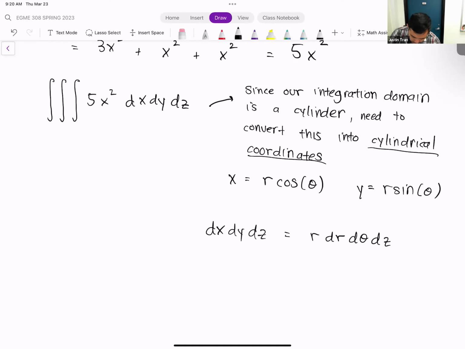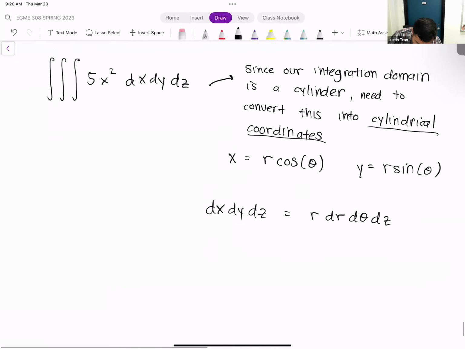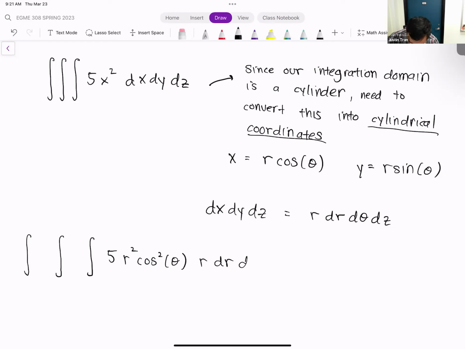So let's go ahead and plug these in. If we plug these in, we have our triple integral, and I'm going to leave space here because we're going to put the bounds on these integrals very soon. 5x squared is going to be 5 r squared cosine squared of theta, times r dr d theta.